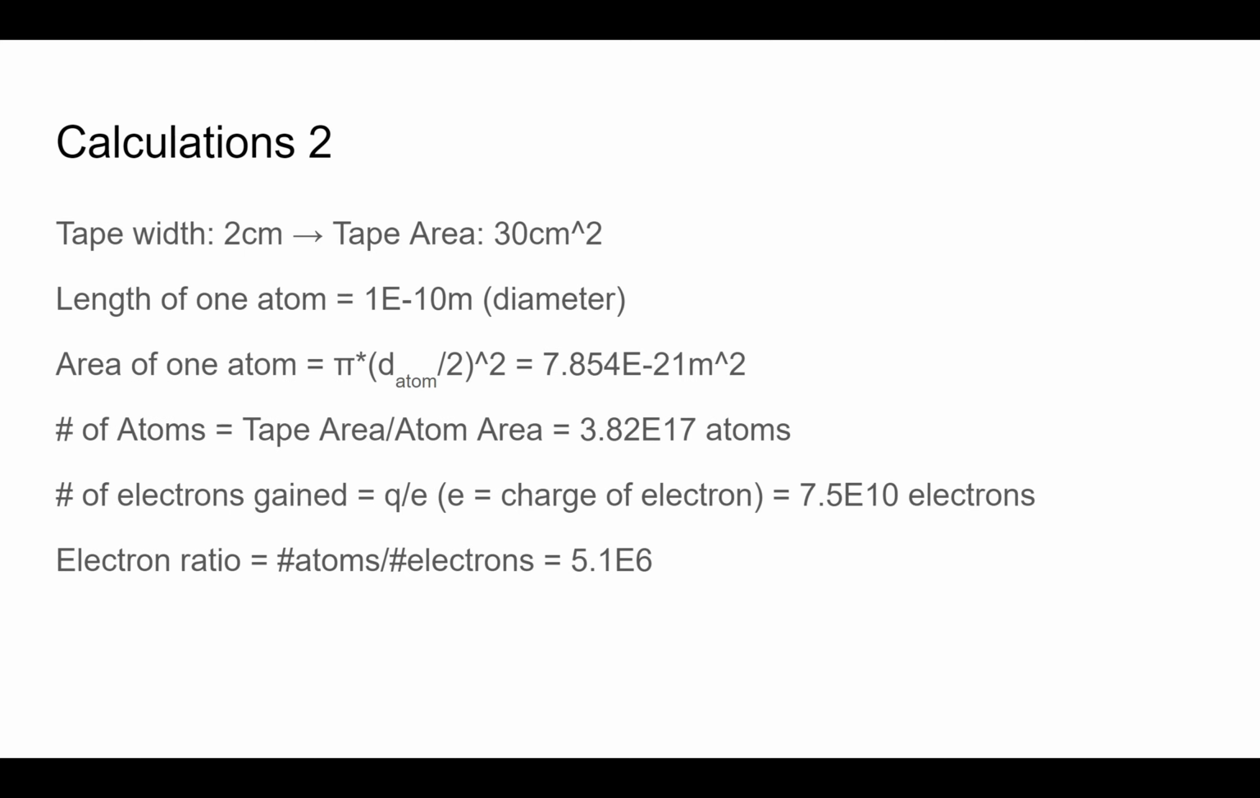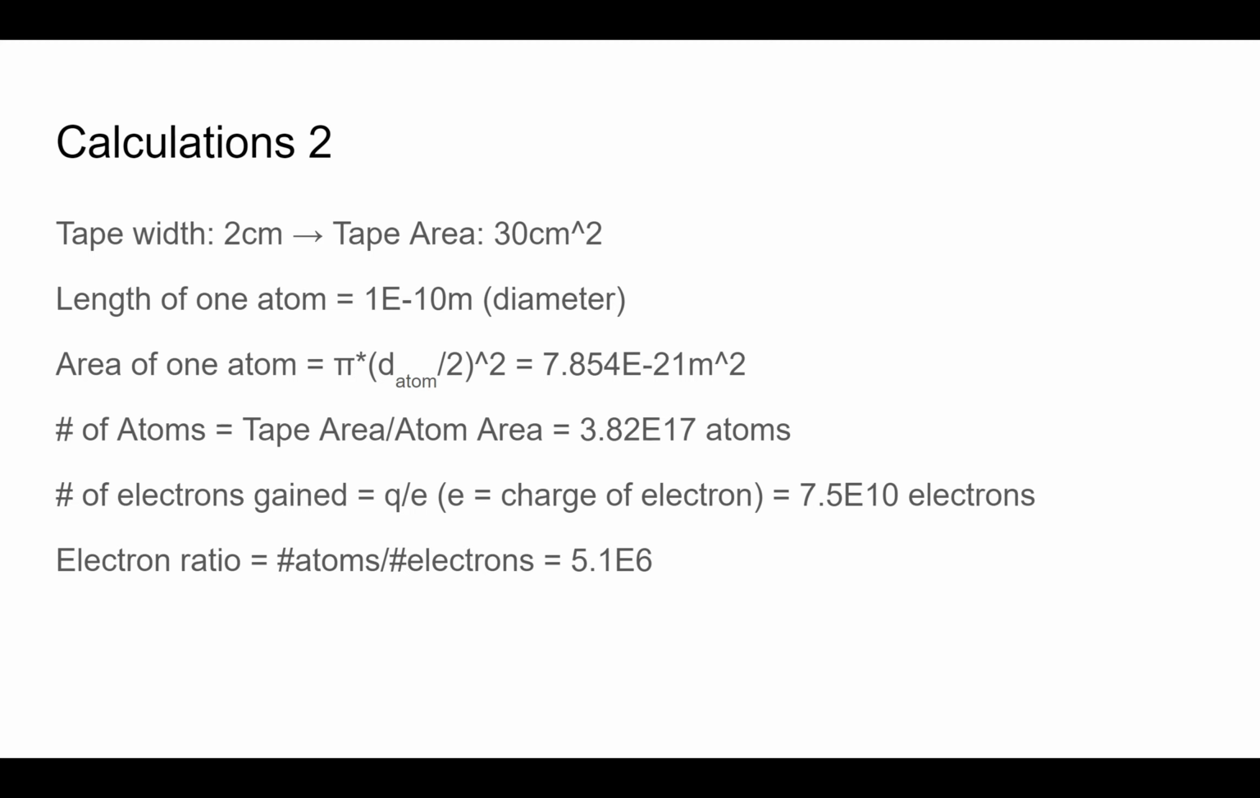Calculations 2. The tape width is 2 centimeters, which you can use with the tape length to calculate the area, which is 30 centimeters squared. The length of an atom is 1 e negative 10 meters, and I counted that as a diameter. So I used the area of an atom, treating it as a circle. You can use that to calculate the area of an atom, and then based on that, the number of atoms per piece of tape, based on the size of the tape that I showed before.